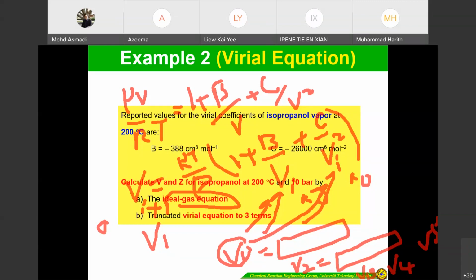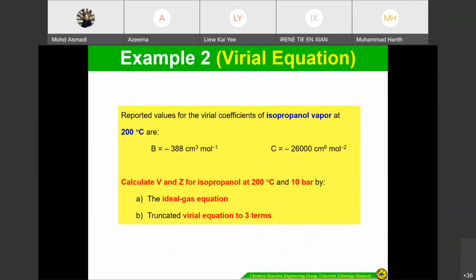Give me the answer. Faham tak? Ada siapa tak faham tak ni? Faham ke tak faham? Saya punya kerja asyik hilang je. Apa saya tak tahu macam mana kerja saya ni.